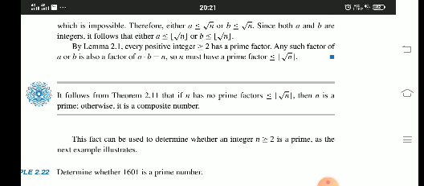Using the previous lemma, every positive integer greater than or equal to 2 has a prime factor. Therefore any such prime factor of a or b is also a factor of a times b, that equals n. So n must have a prime factor which is less than or equal to the floor of root n.